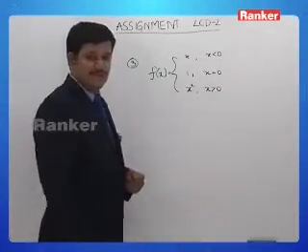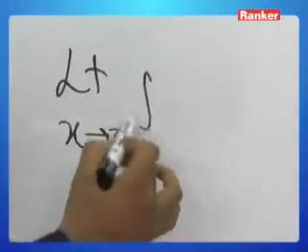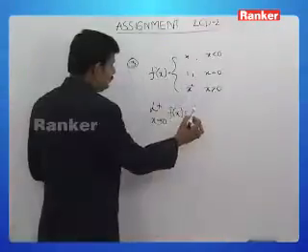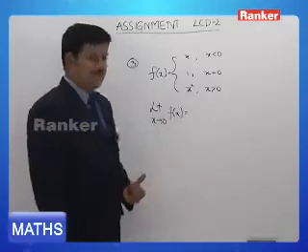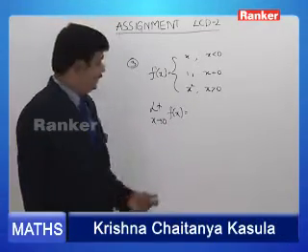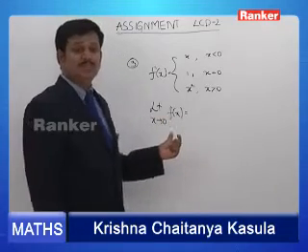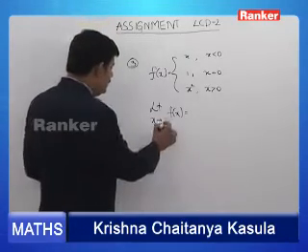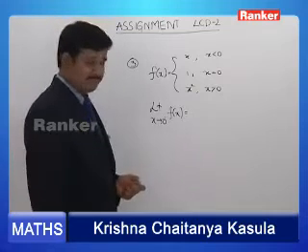And we are asked to evaluate the limit as x tends to 0 of f of x. Now we know the limit as x tends to 0 of f of x exists only when the left hand limit exists, the right hand limit exists, and both of them are the same. So let us evaluate the limit as x tends to 0 minus of f of x separately.